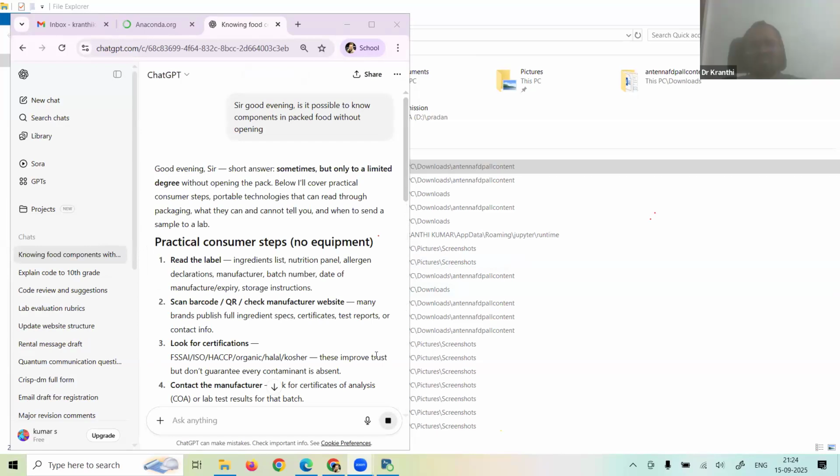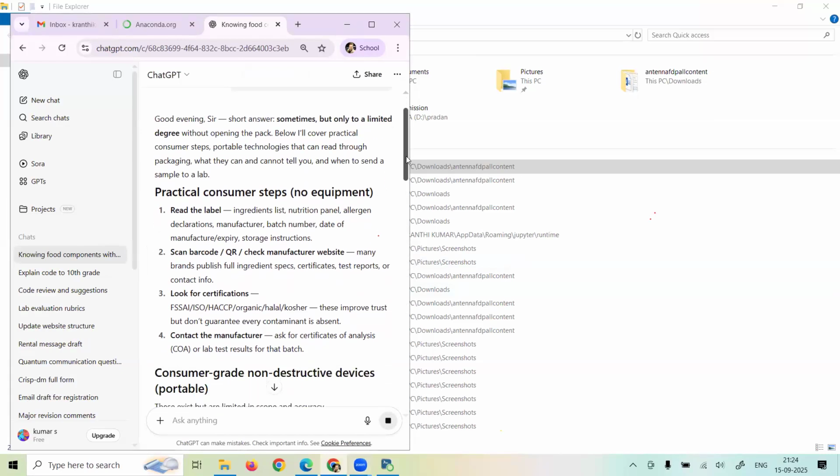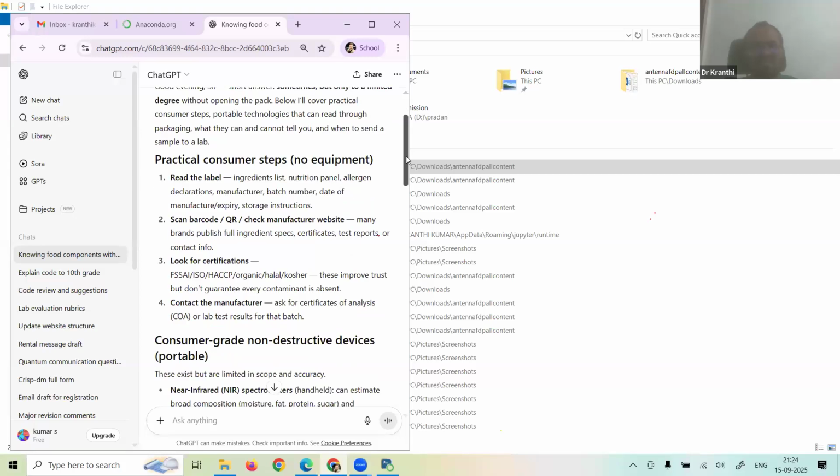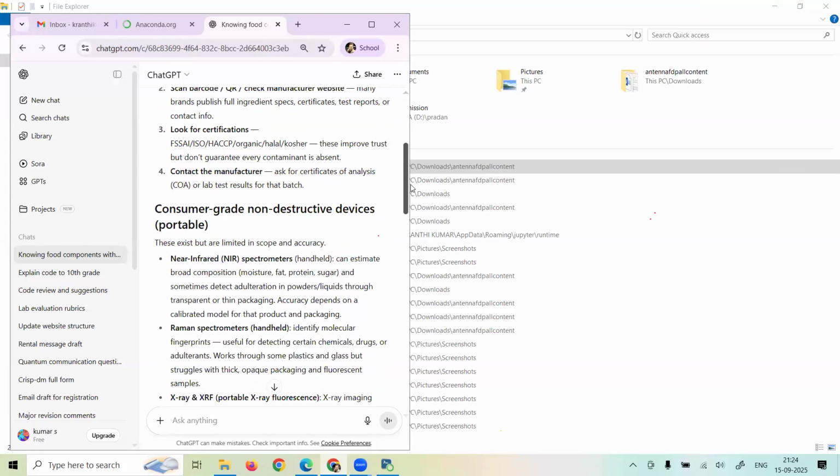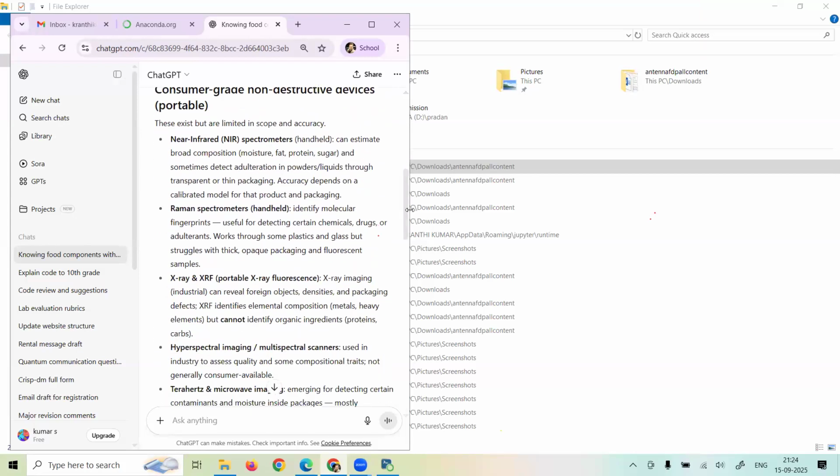Sometimes, but only to a limited degree without opening the pack, through practical consumer steps like reading the label and ingredients, and scanning the barcode. Maybe look for certifications, whether it is certified by FSSAI or not, or contact the manufacturer also. But some substances we can detect.